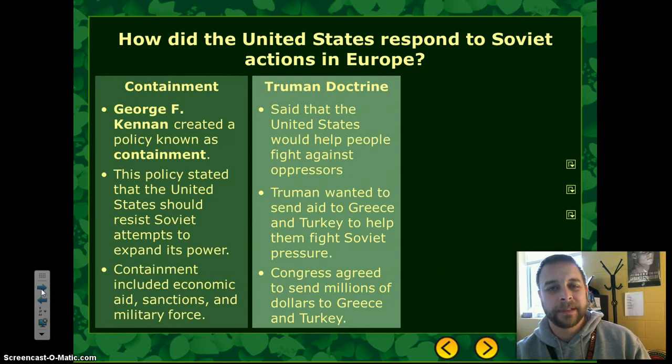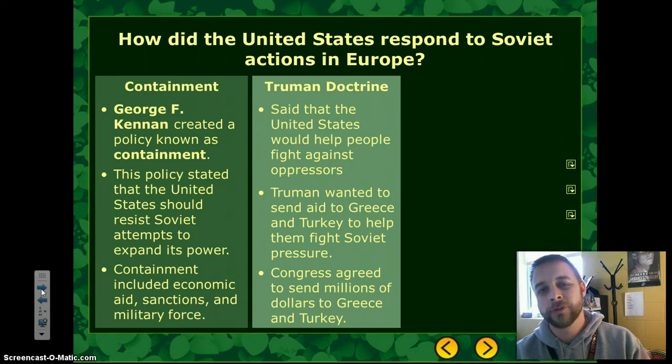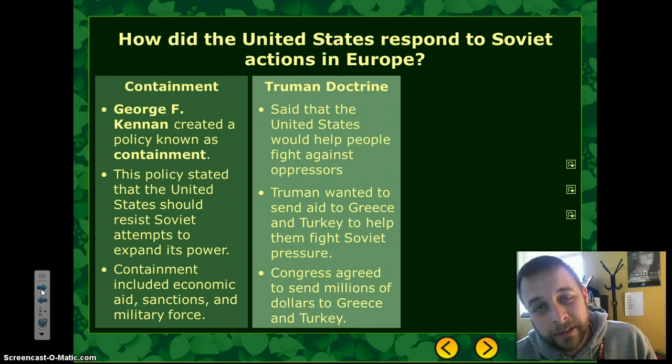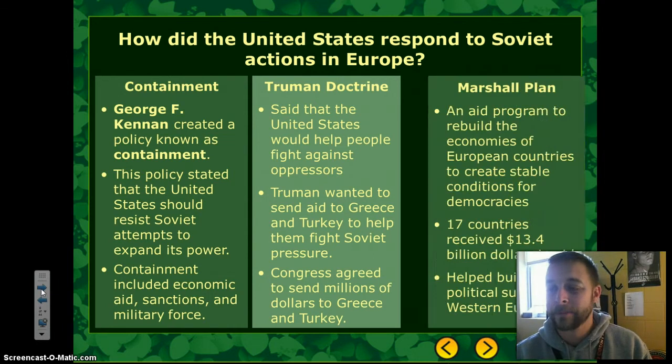So this becomes a key piece of the Truman Doctrine. And the Truman Doctrine is Truman's idea that the United States would help fight against communism and communist oppressors. And it's very quickly tested in Greece and Turkey. Communism is growing in popularity in those countries, and they're facing threats of a communist takeover. So Truman convinces Congress to send millions of dollars, hundreds of millions actually, to those countries to prevent communists from gaining power.